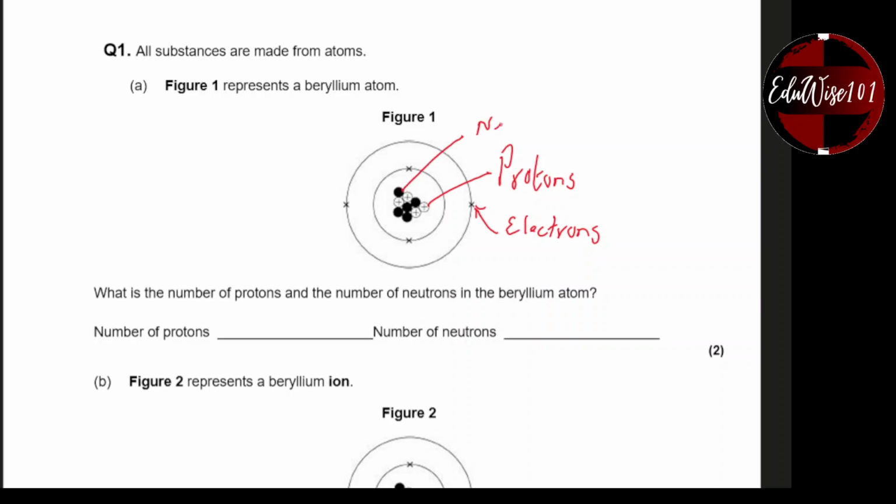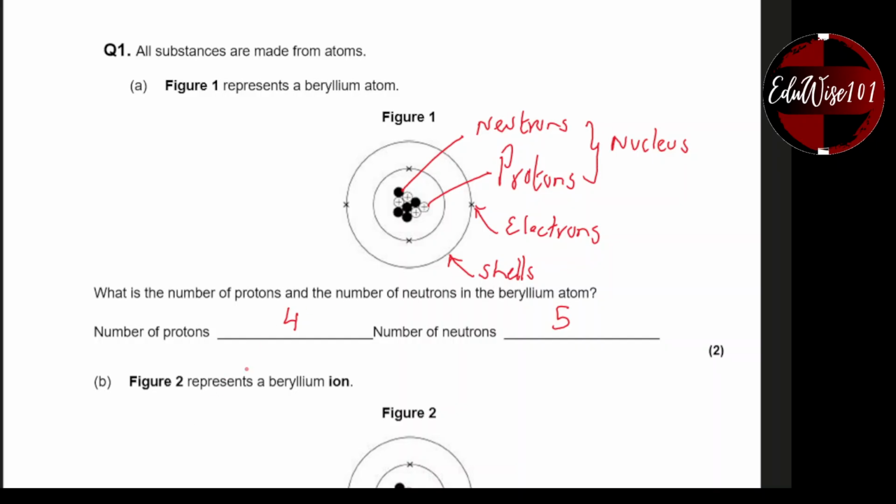This is the number of neutrons, and these lines are the shells. So what's inside the atom, this structure, is actually the nucleus. Inside the nucleus you'll find the protons and the neutrons. So the number of protons is 1, 2, 3, 4 protons, right? And the number of neutrons is 1, 2, 3, 4, 5 neutrons.